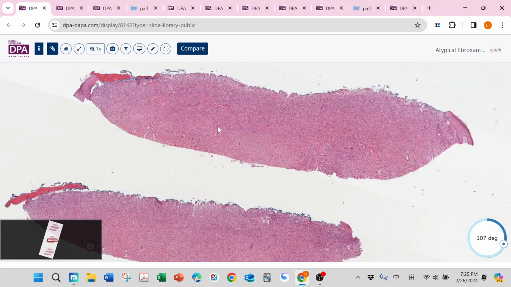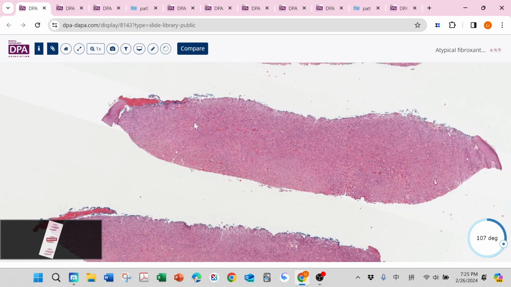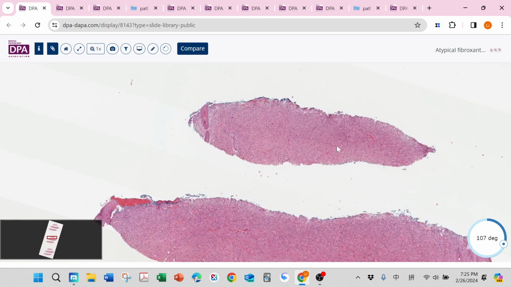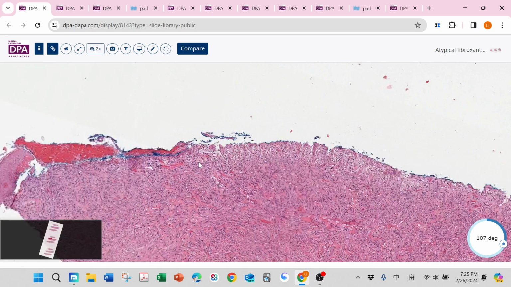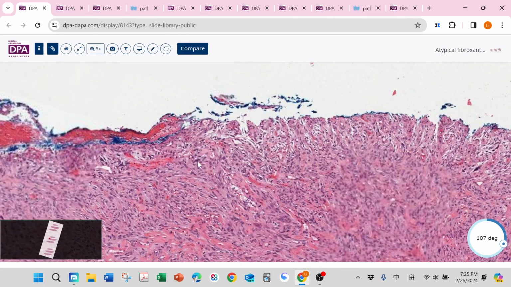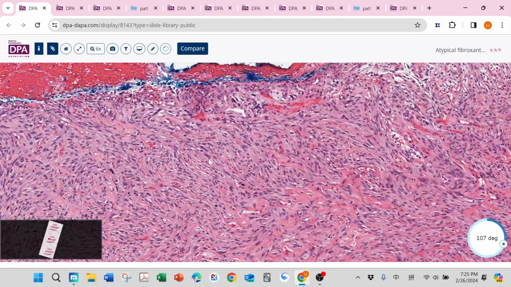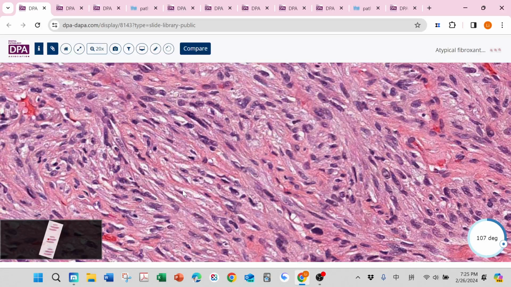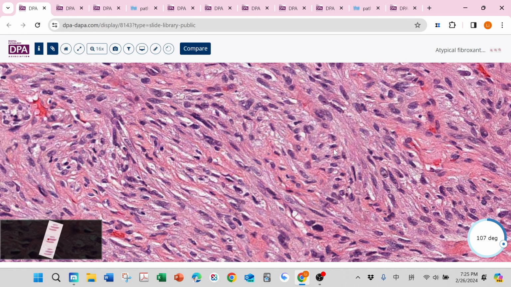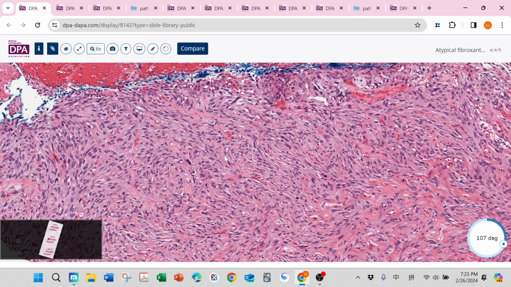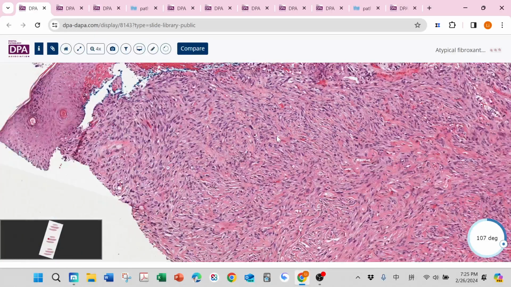Another example of AFX. With this one, usually in AFX you will have the epidermis just gone because of the ulcerated surface. And then you can see these pleomorphic spindle looking cells. Sometimes you can see the cytoplasm kind of clear, bubbly, so that is the reason for the name. The name is atypical fibroxanthoma.